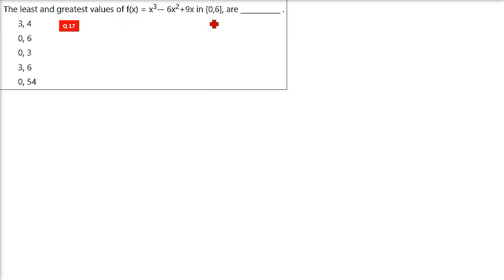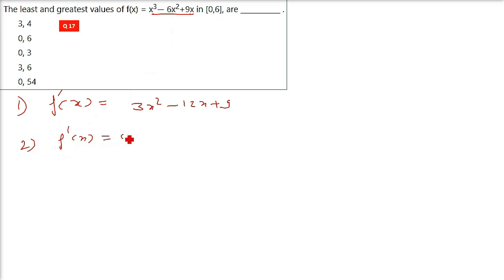The least and the greatest value of f(x) equal to x cube minus 6x square plus 9x in 0 to 6. Now first thing is the differentiation of this original function. So you have x cube minus 6x square plus 9x. So this is 3x square minus 12x plus 9. We now differentiate it and equate it to 0. Once you equate it to 0, you can divide every term by 3. So eventually you are going to get x square minus 4x plus 3 equals 0.